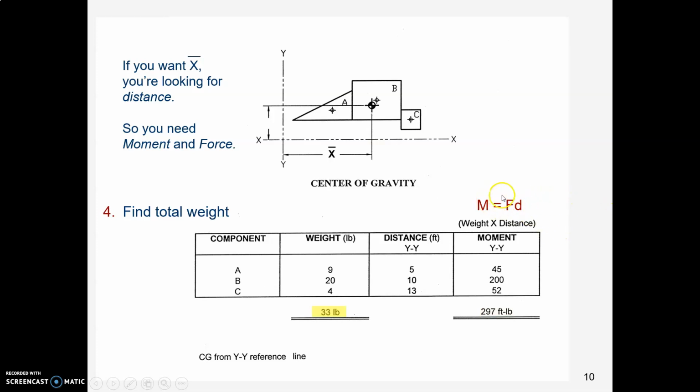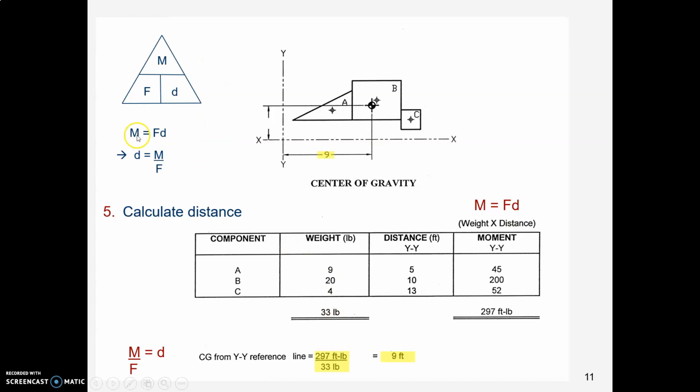And we've got the force, we've got the weights. We'll add them all up. They add up to 33 pounds. So we've got moment and force. We're looking for distance. Here's our moment equation. Moment equals force times distance.